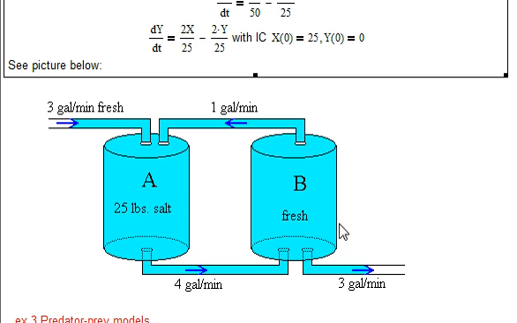Here is a picture of what I'm talking about. 3 gallons of fresh water is coming into A, where there's 25 pounds of salt. 4 gallons is going out of A and going into tank B that starts out with fresh water, and 1 gallon of this water is going back into tank A. And 3 gallons of tank B is draining out to someplace. Probably making the floor wet, that's for sure. I hope that helps a little bit.